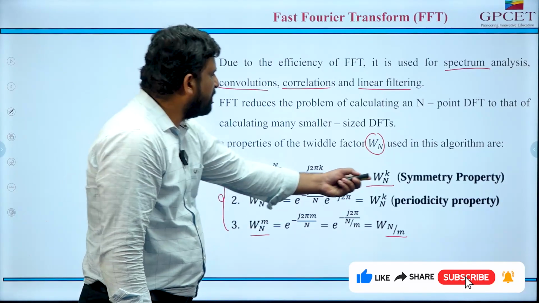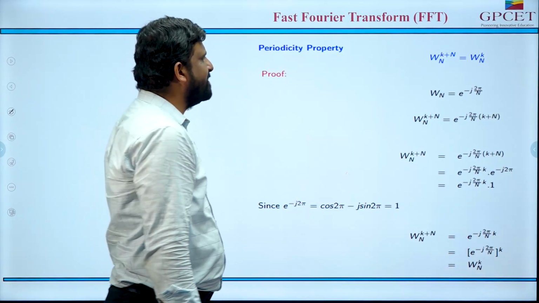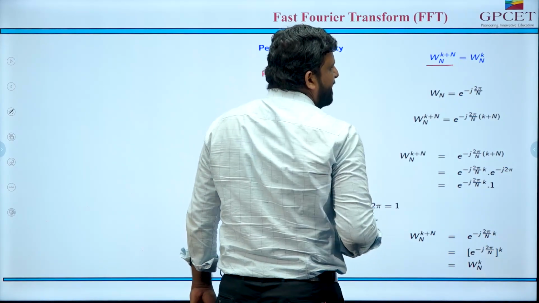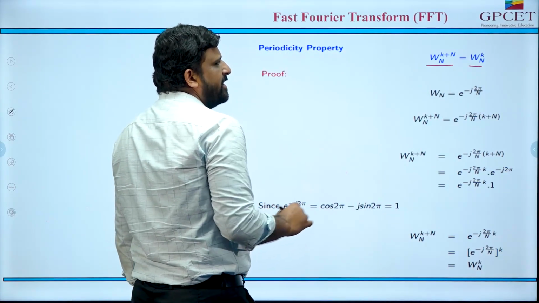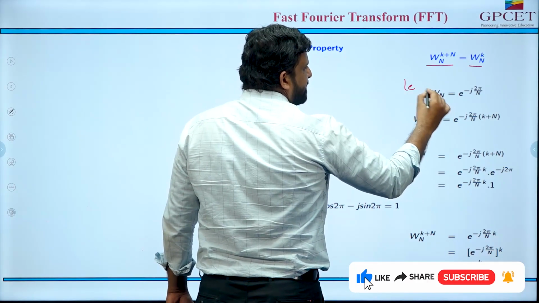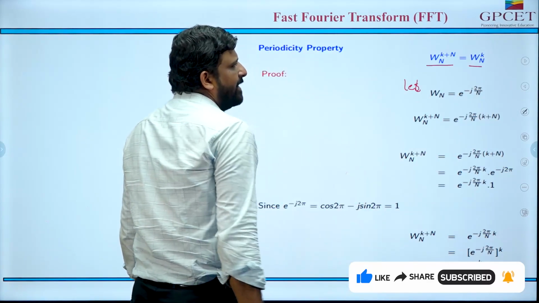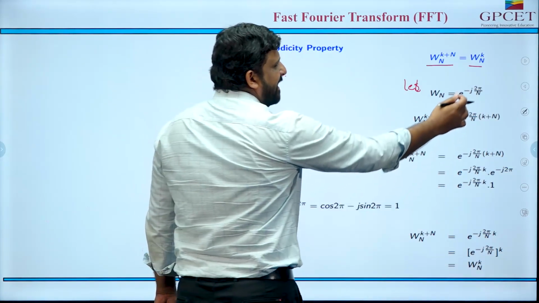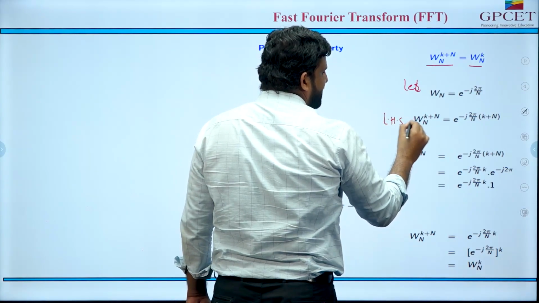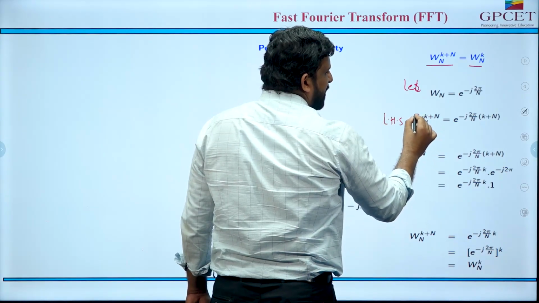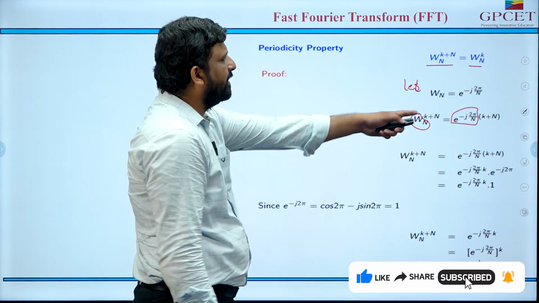Fine. Now we'll see just a small proof related to the symmetry property and periodicity property. For that, I have considered Wn to the power of k plus n is equal to Wn power k, which is the periodicity property. So for this, let Wn is equal to e power minus j 2 pi by n. I am taking the LHS, that is Wn to the power of k plus n. So instead of Wn, I am writing e power minus j 2 pi by n into k plus n.